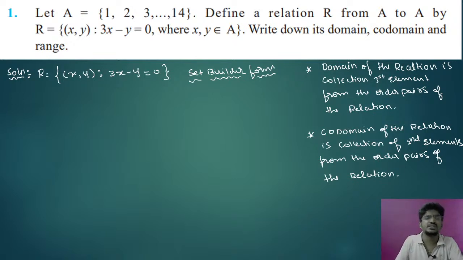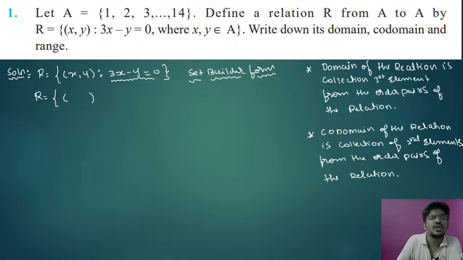Now the relation is defined and it is given in the form of set builder. So to write the domain, codomain and range, we have to convert it to roster form. And it is defined on the set A, 1, 2, 3, 4, and so on to 14. So now I have to write the elements in the relation. Which ordered pairs are going to satisfy this particular equation?